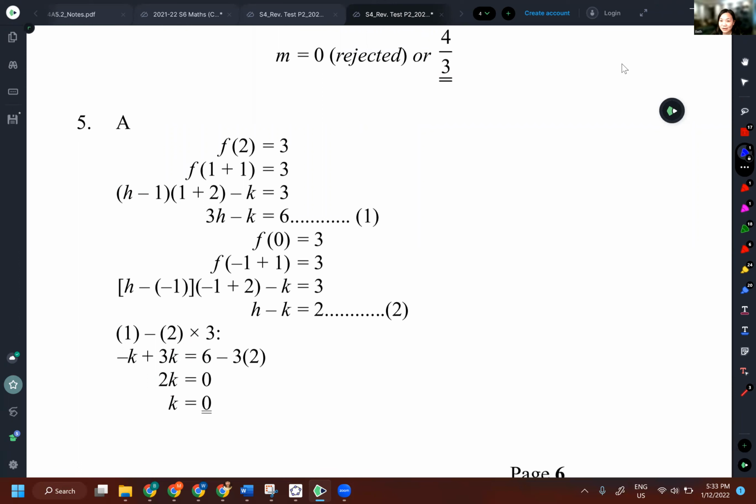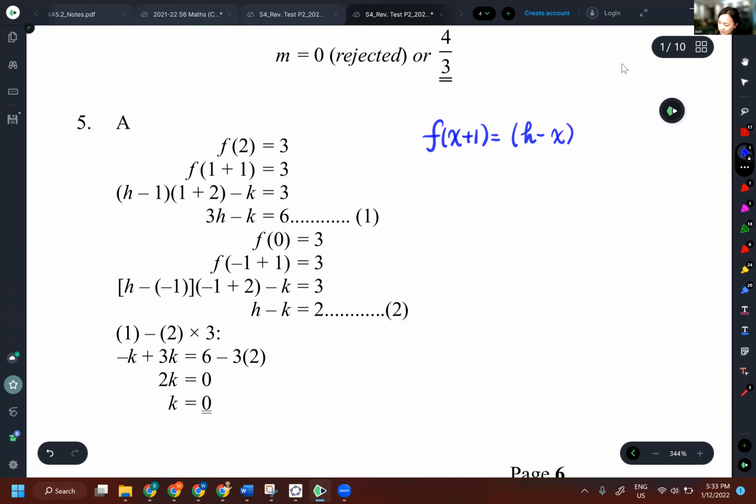I think question 5 may need some clarification. The question says f of x plus 1 equal h minus x and x plus 2 minus k. That is given. And also given f of 2 equal f of 0 equal 3.